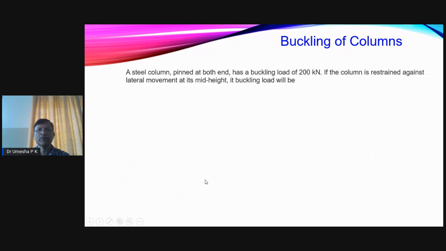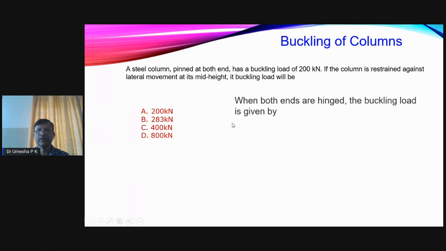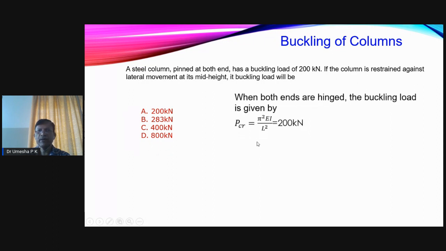So we'll take another problem. A steel column pinned at both ends has a buckling load of 200 kilonewton. If the column is restrained against lateral movement at its mid height, its buckling load will be. So they have given different options. We'll see how to calculate. When both ends are hinged, the buckling load is given by pi square EI by L square. That they have given, 200 kilonewton.